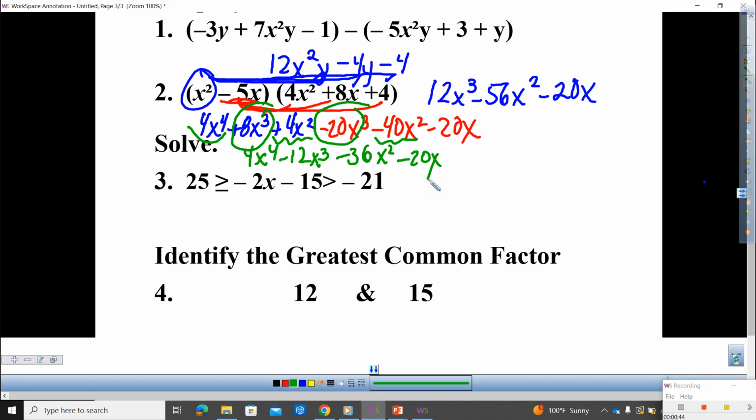All right, and last but not least, number 3. Share with your neighbor what you got for that one. Answer only. Answer only. All right. Since I went over number 2, I get to pick. How about Martin? Answer for number 3. Negative 20 less than or equal to x less than negative what? Negative 3. Let's see.